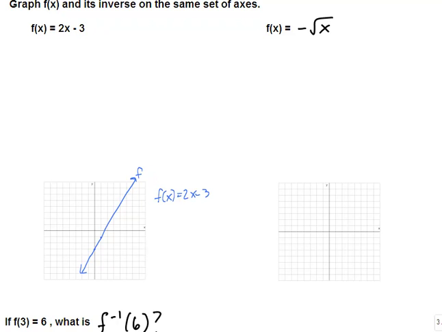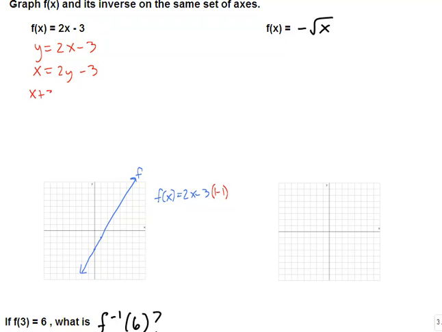Now to graph the inverse, we need to know what the inverse should be. So we need to go through that process. Now I know that an inverse exists because this line passes that horizontal line test. So this is definitely a one-to-one function. So in order to find the inverse, what you do again is you first replace f of x with y, then you swap your x's and your y's, and then you need to solve this for y.